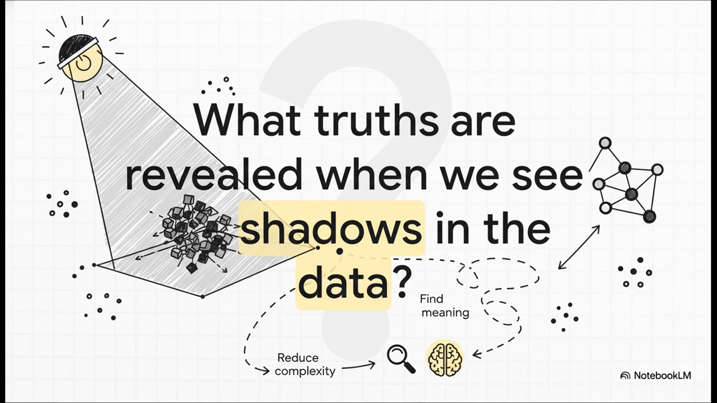So think about that. We started with a simple geometric question about shadows. We built that up into a powerful, efficient computational machine. And then we discovered that this machine is fundamental to how we find patterns and make predictions in our complex, data-driven world. It all comes back to that simple idea of using a shadow to reduce complexity and find meaning. It really makes you wonder, doesn't it? What other profound truths are we revealing when we finally learn how to see the shadows in the data all around us?